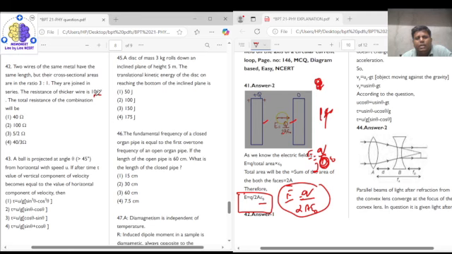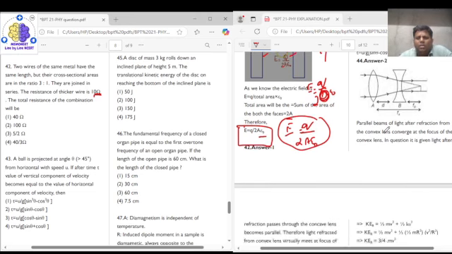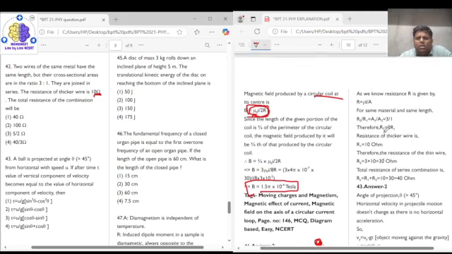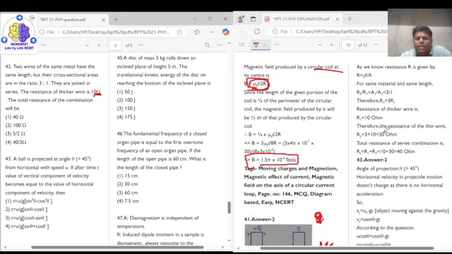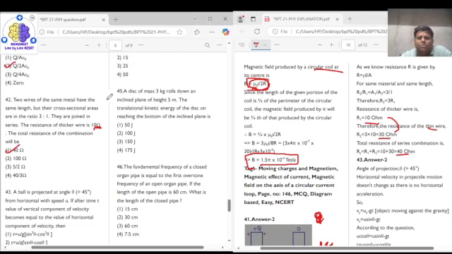So if the thicker wire is 10 ohm, the thinner wire will be 30 ohms, right? Because its area of cross section is 1/3, the resistance will be 3 times. So if R1 is 10 ohm, the thinner wire will have a resistance of 30 ohm. Because they are connected in series, 10 and 30 give 40 ohm. The correct answer is 40 ohm, that is option 1 for question number 42.